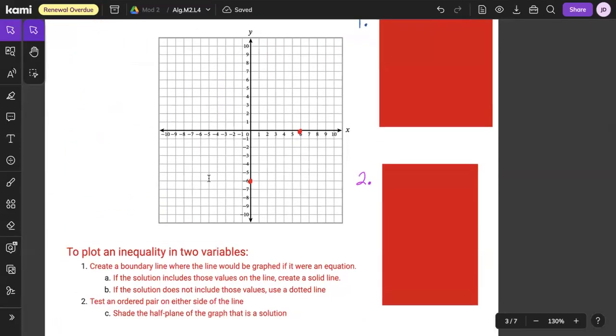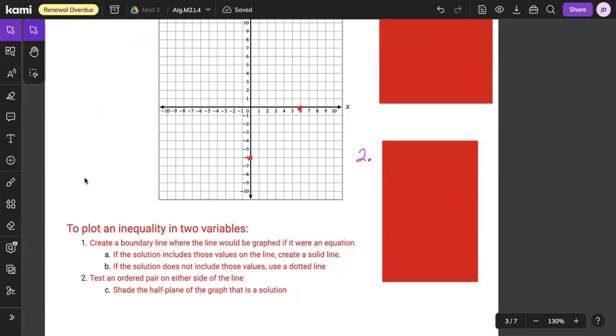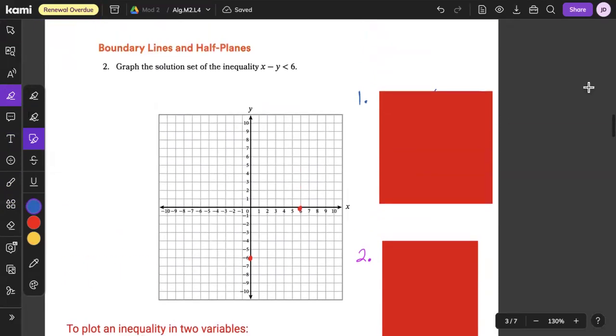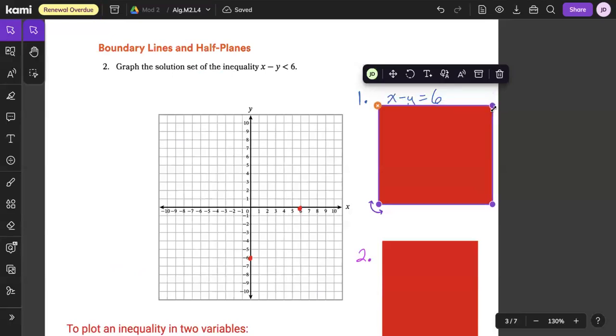So you kind of have two steps for plotting an inequality in two variables. One is two variables, so it's going to be on a coordinate plane. Your first thing is to set your boundary line. Your boundary line, that's your keyword here. Boundary line, which is where the line would be graphed if it were just an equation. So if we look at this, we ignore the inequality and just write it as x minus y equals 6.